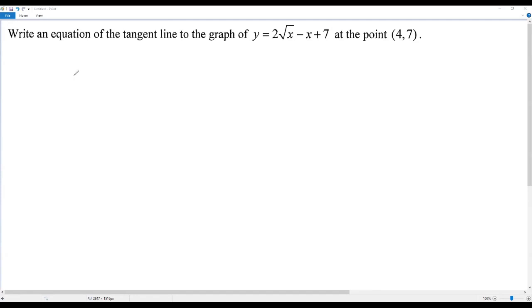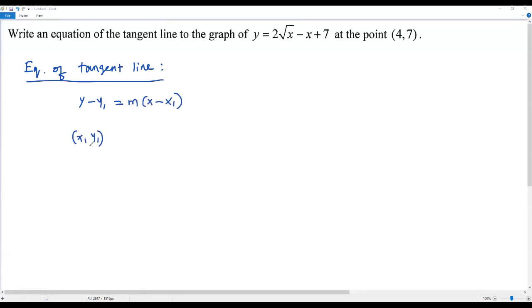Okay, so whenever we have the equation of a graph and I want to find the equation of a tangent line, there is a formula for it. First, let me write the formula for the equation of a tangent line over here. The formula is y minus y1 equals m times x minus x1. Here (x1, y1) represents the point where we draw the tangent to the graph of the given function.